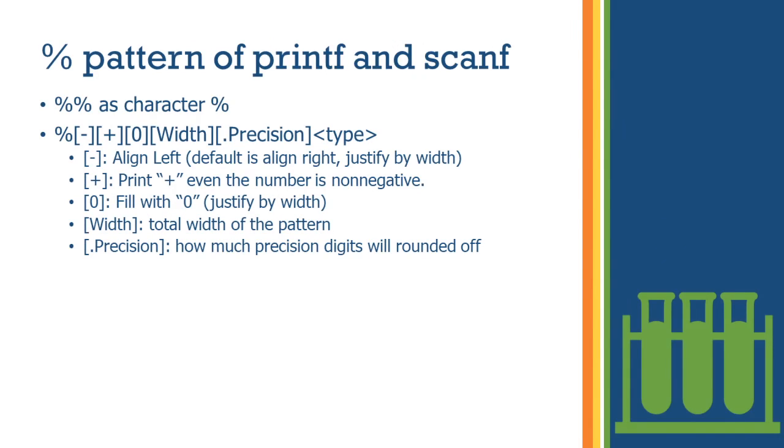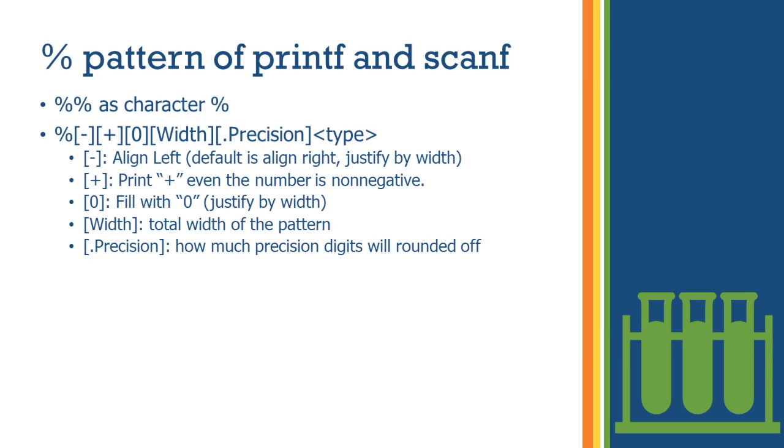Next, I'll present how to use the percentage pattern of printf and scanf. You can see the syntax of the percentage pattern. Square brackets mean they are optional. Following, I'll show their function. First, we see width. Width is the total width of the pattern. If the width is longer than your exchange content, they'll align right. If width is too short, width will be ignored.